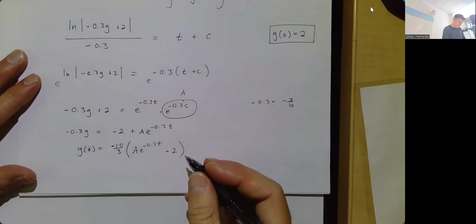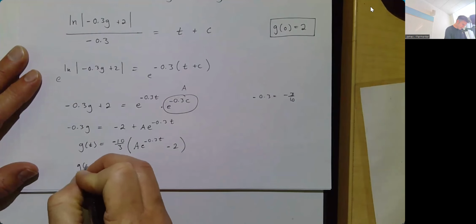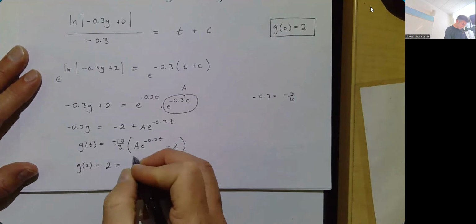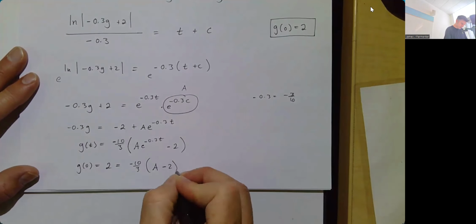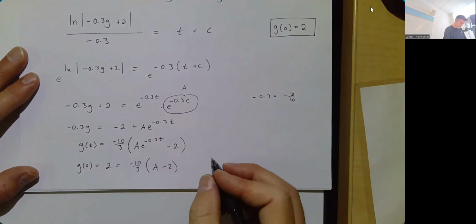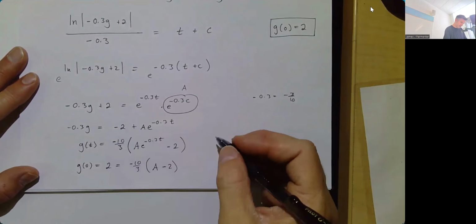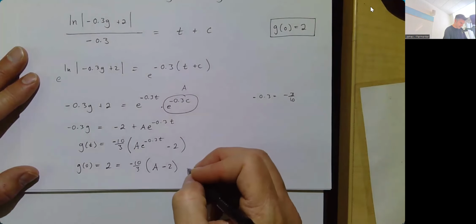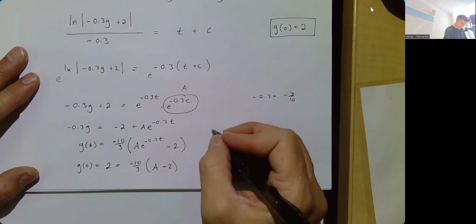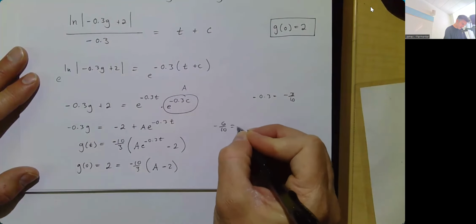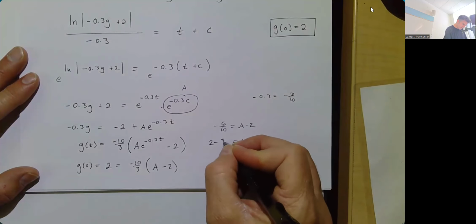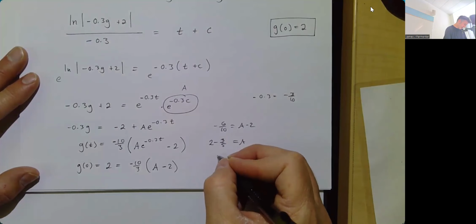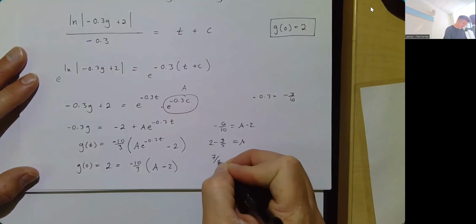So we plug in g of 0, that's going to equal 2, and it's going to equal negative 10/3 times a times e to the 0, which is just 1, minus 2. So solving for a, I'm going to have negative 6/10 equal to a minus 2. So a is going to equal 2 minus 3/5, which is 7/5 or 1.4.